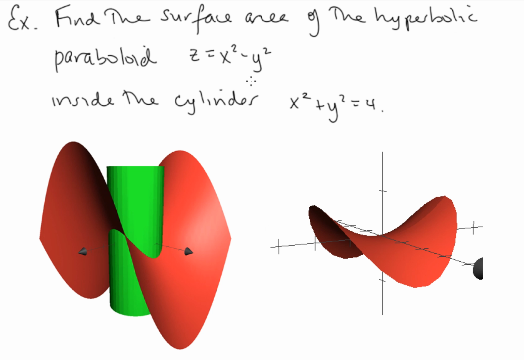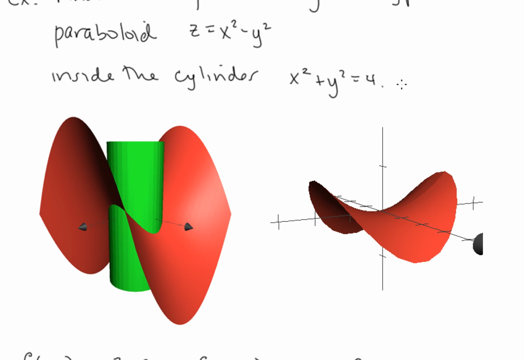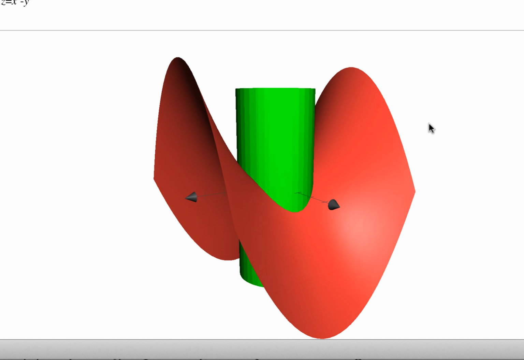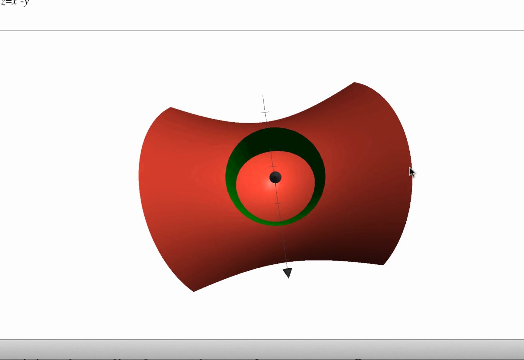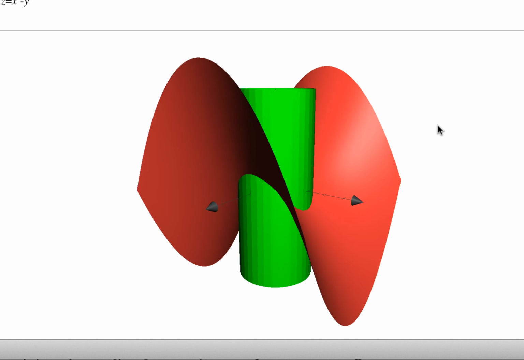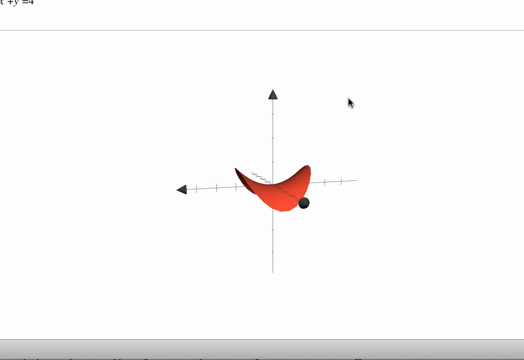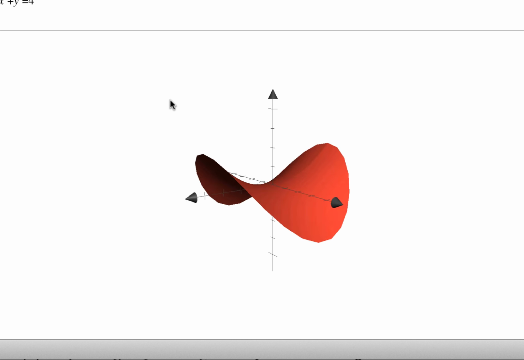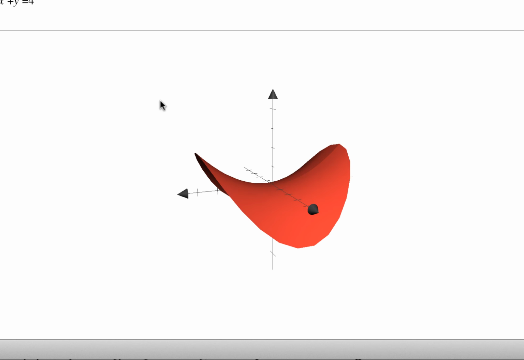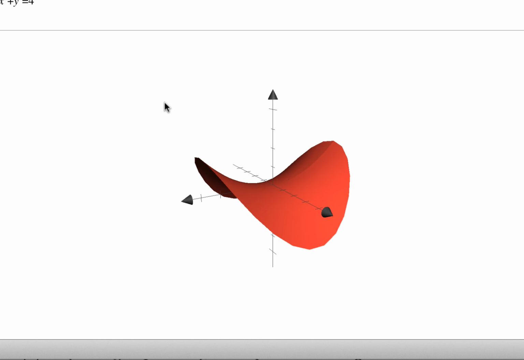In any case, let's take a look at another example, and this one we can solve. Find the surface area of the hyperbolic paraboloid z equals x squared minus y squared inside the cylinder x squared plus y squared is equal to 4. So let's take a look at this in the grapher. Here's our hyperbolic paraboloid and our cylinder. And we want to find the surface area of just the part of the surface that's inside the cylinder. That's just this surface here. Could zoom in on that a little bit. And we want the surface area of this surface.